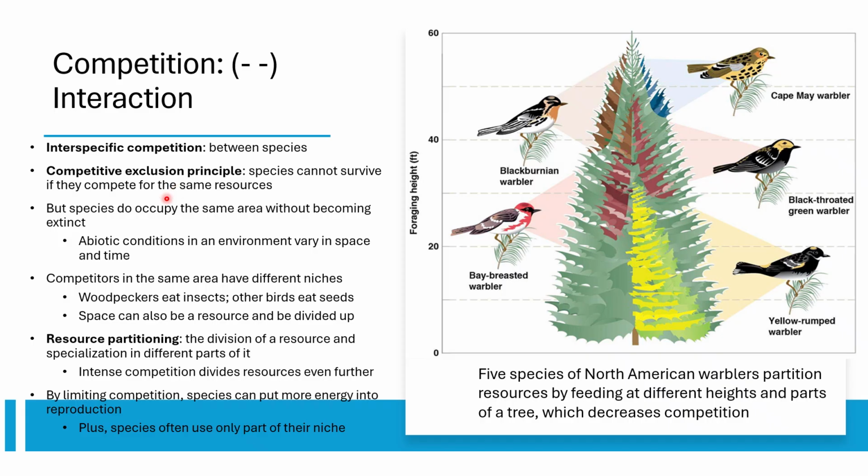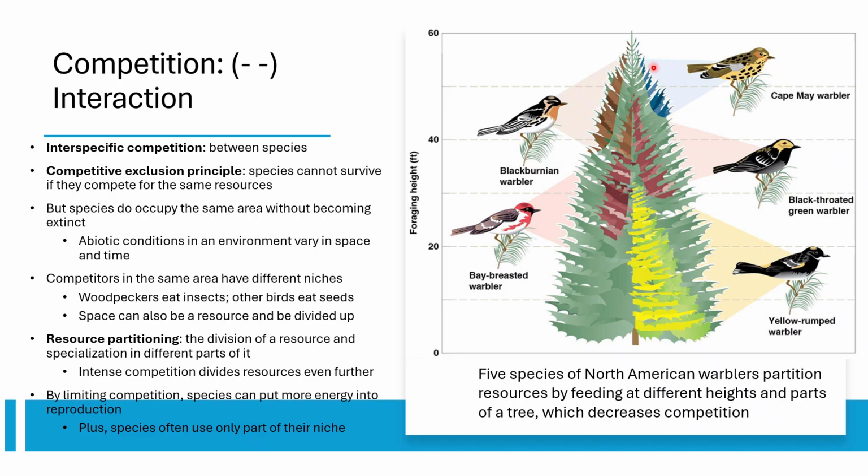Typically, with this type of interaction, different species cannot survive if they compete for the same resource. One species is either going to have to leave the area or the species is going to have to occupy a different niche. Occupying a different niche is basically relying on different resources, even if it's the same area. It's resource partitioning.